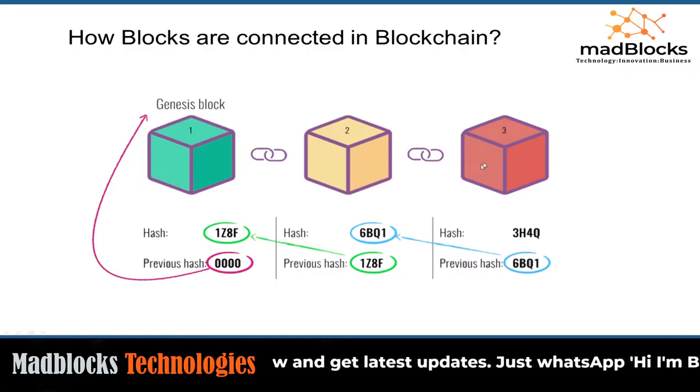Then what do I have to do? I have to access the current hash, which is the last block's hash, and in that last block you will have the previous hash. Then I have to identify 6BQ1. The 6BQ1 block is here, so it will jump to this one. 6BQ1 is its own hash, and that block has a previous hash called 1Z8F. Then it goes to block 1. Like this, they are connected with each other. For example, as of now you'll have millions of blocks in a blockchain network, so we cannot say only 3 blocks.